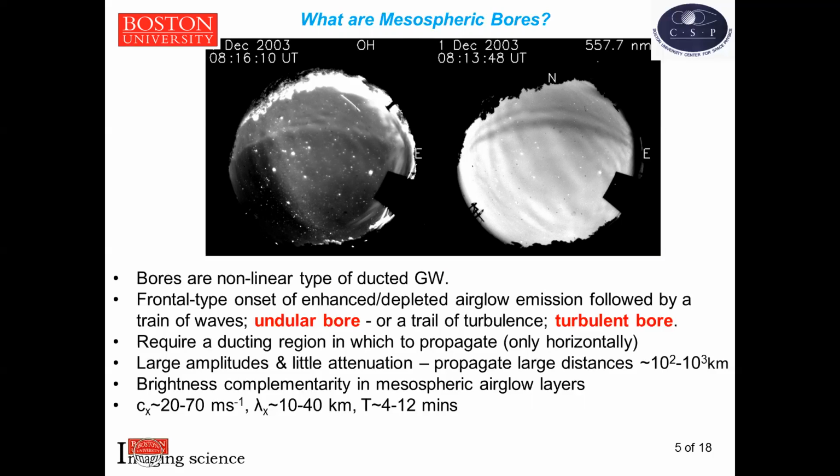They also sometimes exhibit brightness complementarity between the emission airglow layers. You can see that in this image above. You can see bright OH airglow moving downwards into a dark region, and the green line on the right is a dark bore moving into bright airglow. They have very typical speeds and scale sizes compared to normal gravity waves, as you can see.